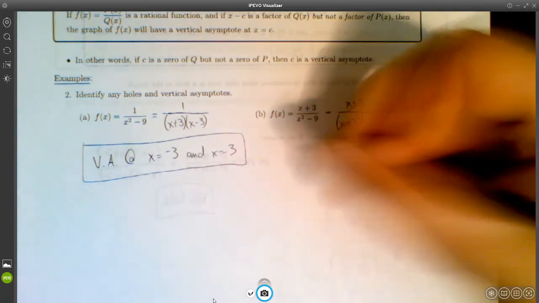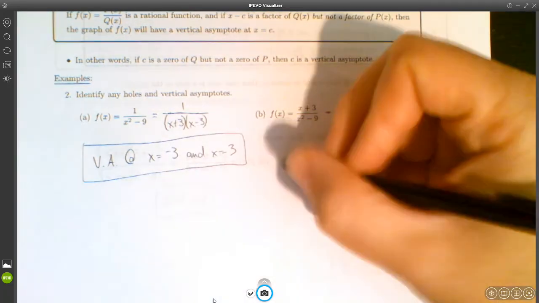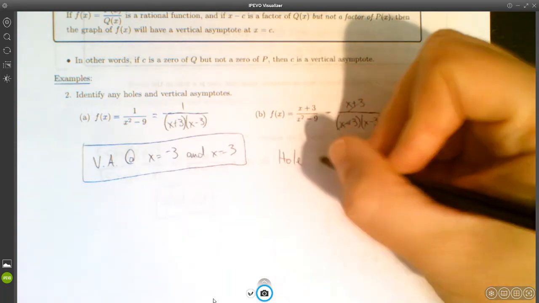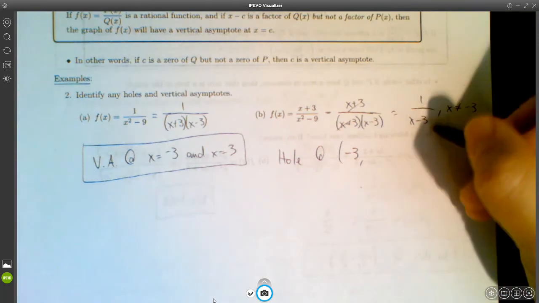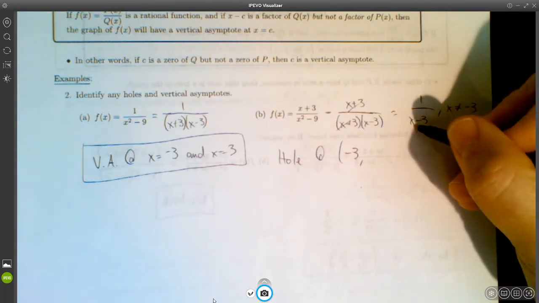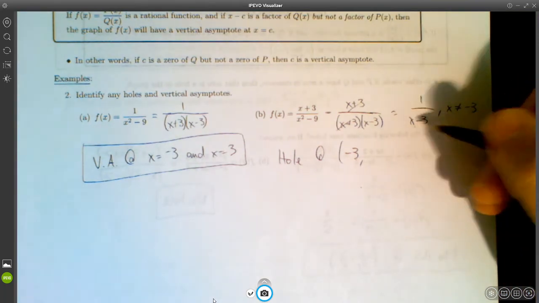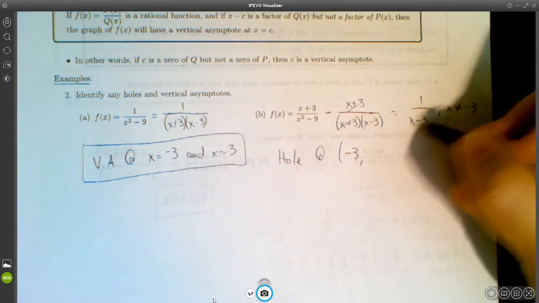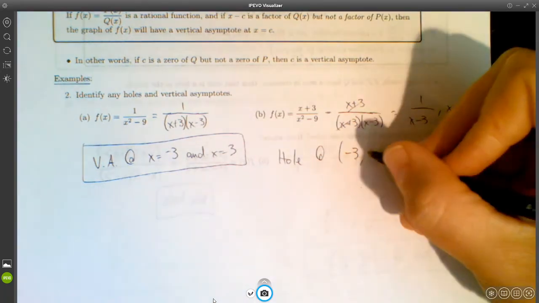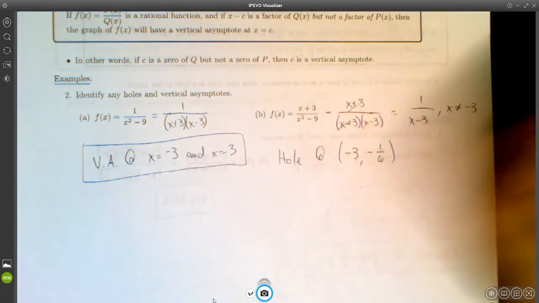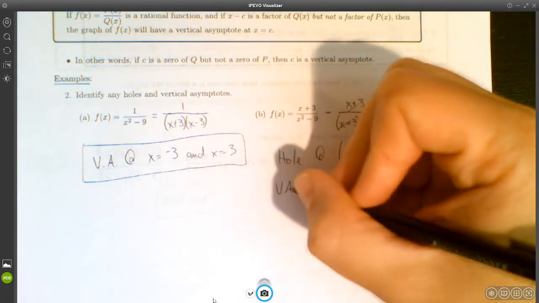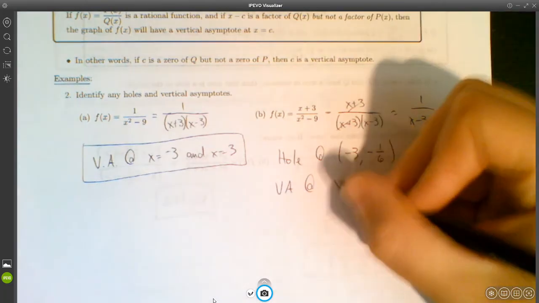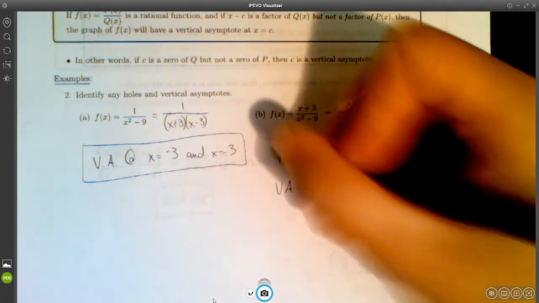Okay? In fact, what is our hole? So our hole is at x equals negative 3. When x is negative 3, y is going to equal negative 1/6, right? If I plug in negative 3 minus 3 is negative 6, so negative 1/6. So I've got a hole at negative 3, negative 1/6, and a vertical asymptote at x equals positive 3.